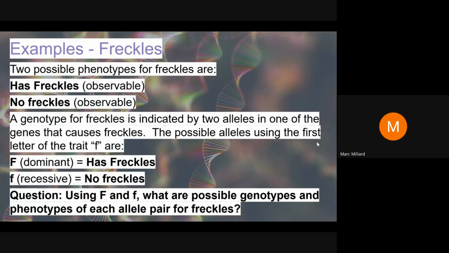So an example could be freckles. Here are two possible phenotypes that can be observed. Either a person has freckles, that's observable, or no freckles, also observable. And then you have a genotype to represent freckles.